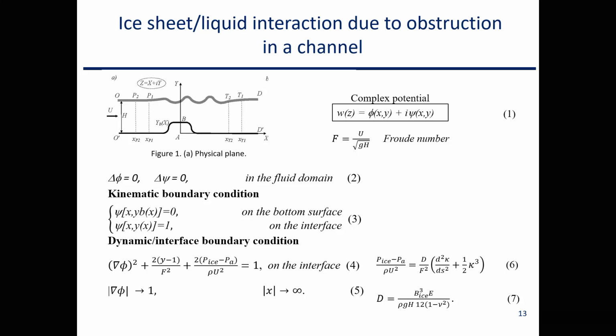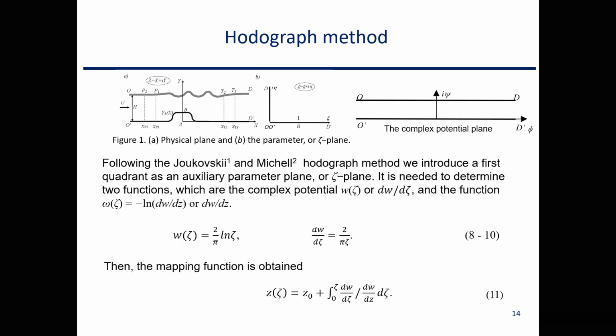Next slide please. Apply the Dobrov method. Following Joukowsky, we can easily find the derivative of the complex potential, because in this special case the complex plane is just a strip, the parameter plane is just the first quadrant, so its elementary transformation is W is the logarithm of zeta. We also need to determine the mapping function z on zeta and the complex velocity dv/dz. Next slide, please.